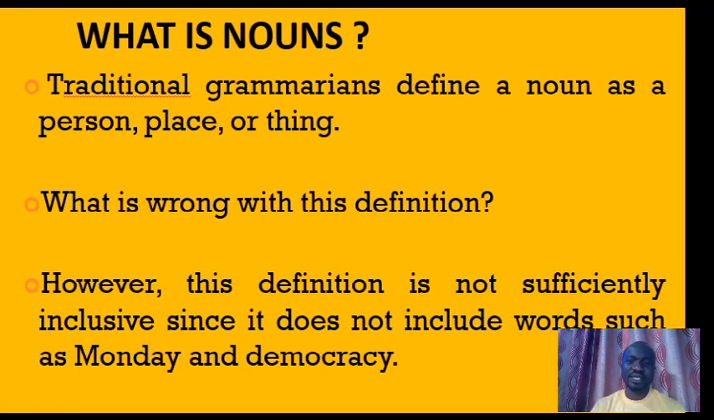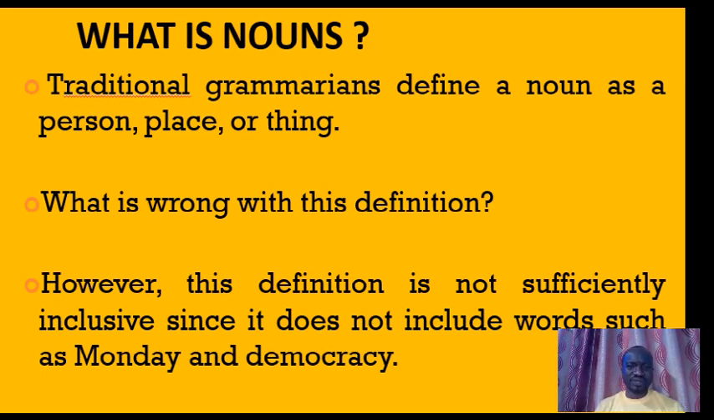Traditional grammarians define a noun as a person, place, or thing. But what is wrong with this definition? When we say a noun is a place, a person, a thing, an animal, what does that tell us? It tells us that there are other items that we are not referring to, and such items cannot belong to person, place, thing, and animals. So when it does that, where should we place that? So the big question is, what is wrong with this definition?